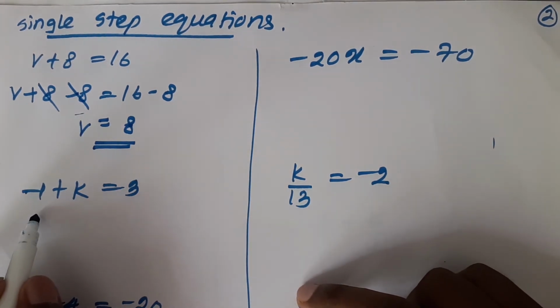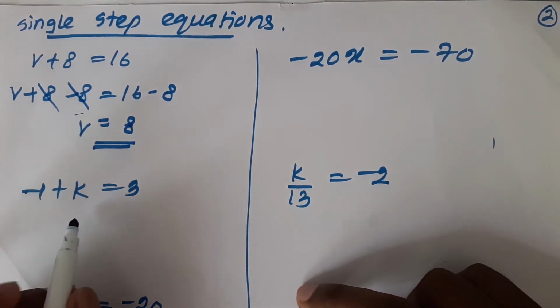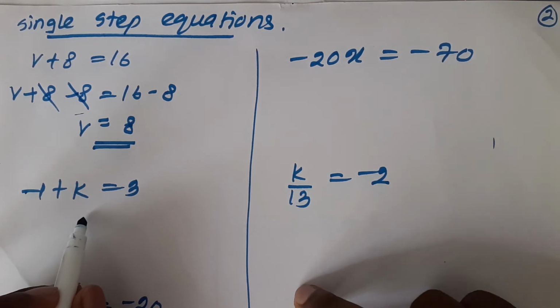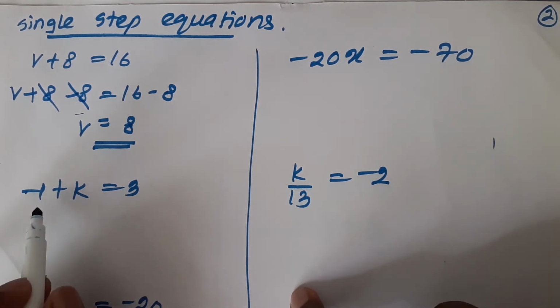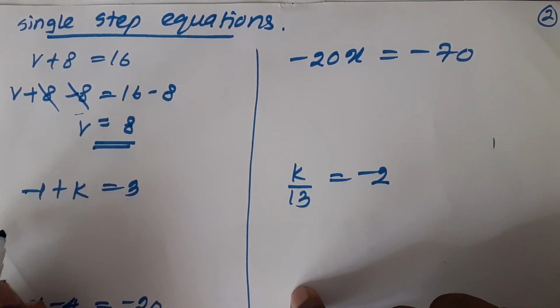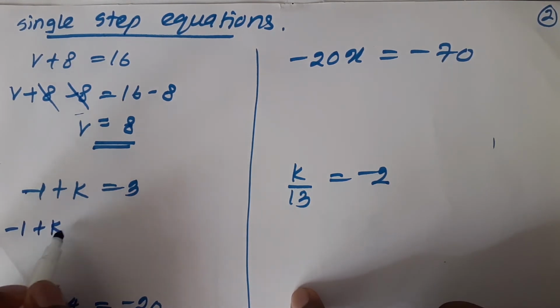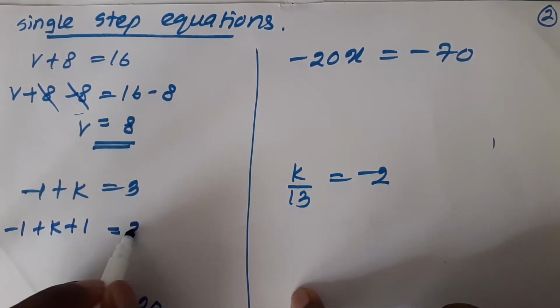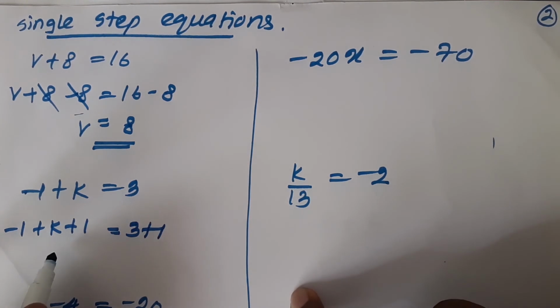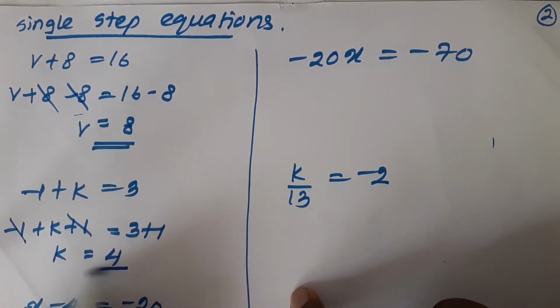Minus 1 plus k equals 3. So in here I have to isolate or find the value for k. In order to cancel out the minus 1 on the k side, I can simply add positive 1. So that way I can cancel out this minus 1 and plus 1, making sure that k is isolated and has a value of 4.